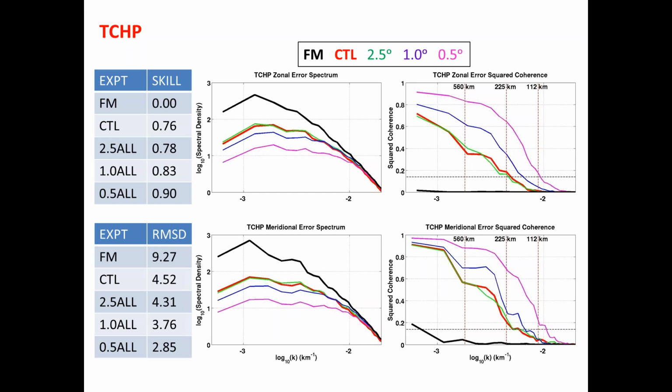The vertical lines in the squared coherence plots show the approximate Nyquist wave numbers for the 3 different deployment scales. Nyquist wave number is twice the horizontal separation of the instrument. So the Nyquist wave number is about 1 degree for the 0.5 degree deployment, and then again shown here for the 1 degree deployment, 2.5 degree deployment.